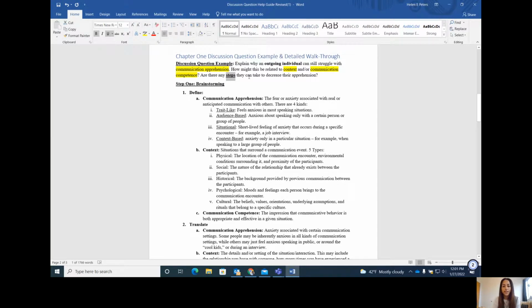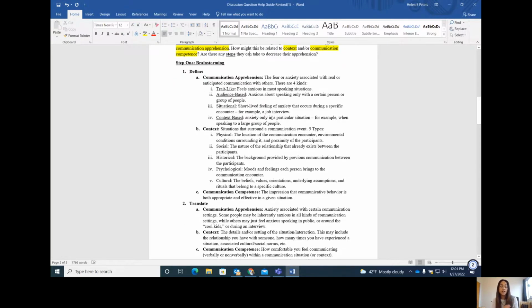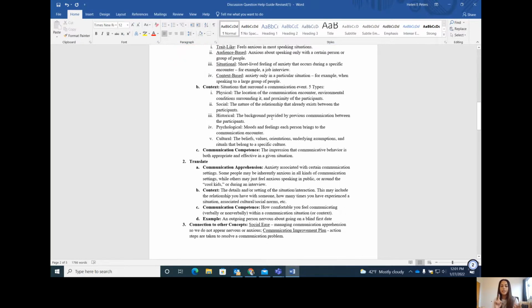After I did this, I would read all the definitions of these words and also try to find whatever those steps are talking about. Below, I have them all defined for you. Communication apprehension is actually a concept, not just a term. It's bigger. Context is bigger too, but the concept here is communication apprehension. I won't read all that, but you can. I wrote out literally what it says in the textbook, and did the same for context and communication competence.